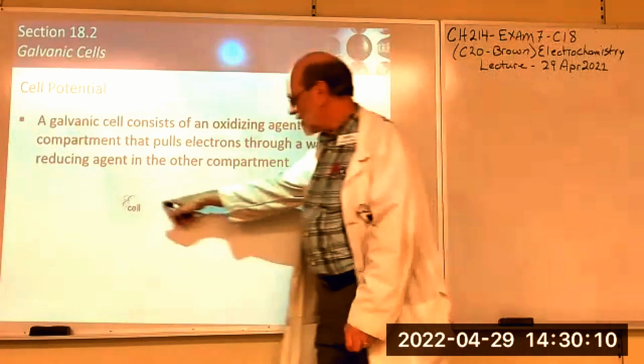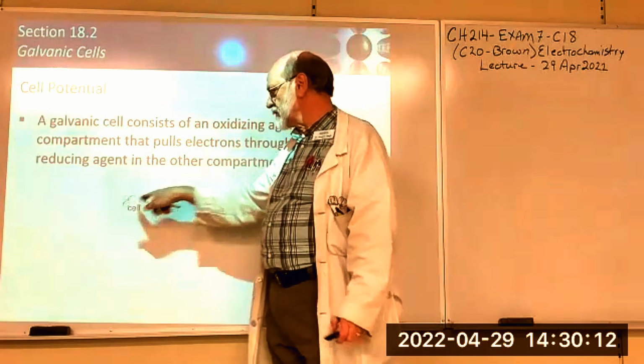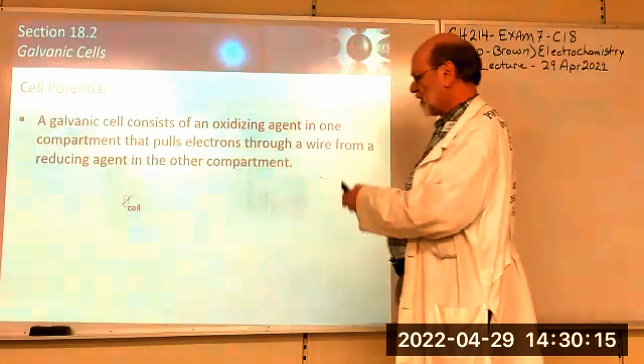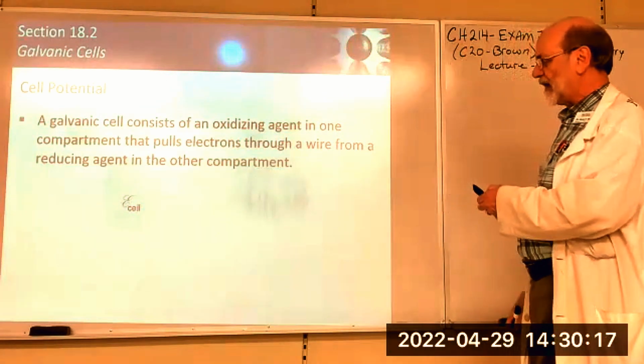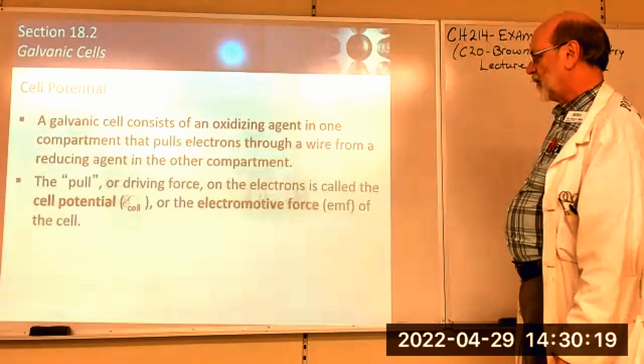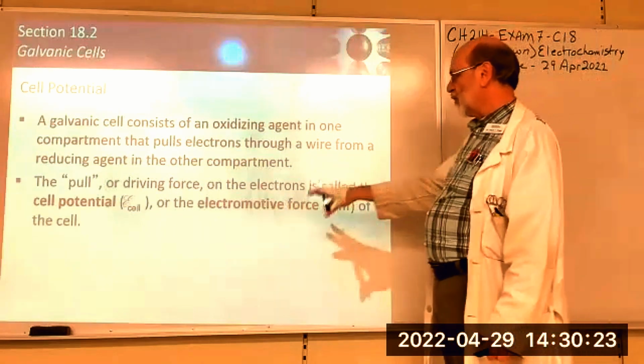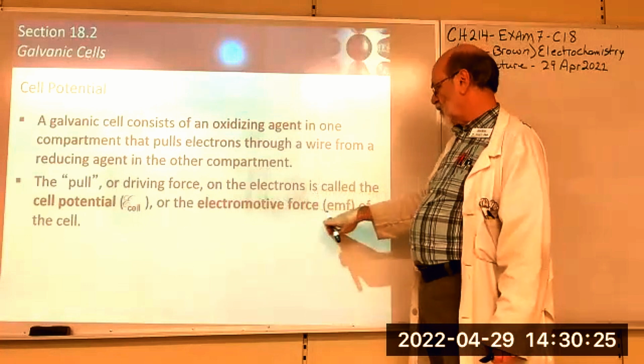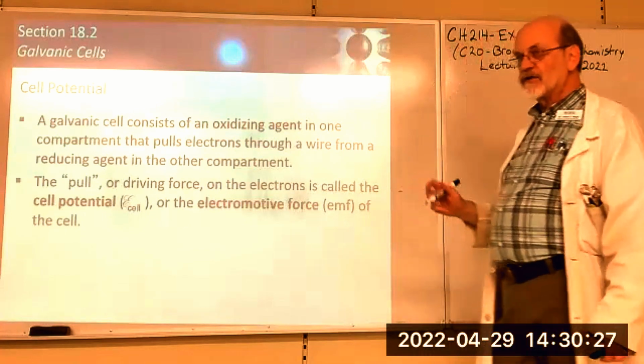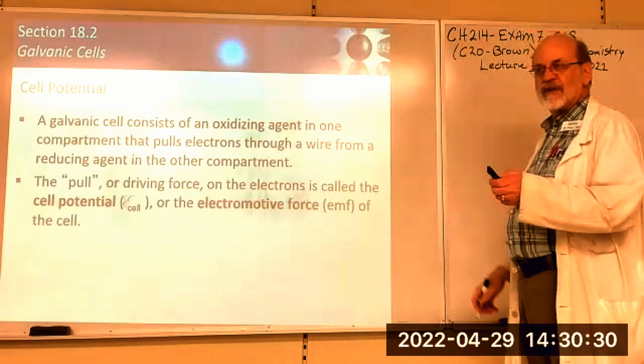And that's what this means. That fancy E is the voltage of the cell. I don't know why it came in there. I didn't animate it too well. There we go. The driving force on the electrons is called cell potential, or electromotive force, EMF. And it's always in units of volts or millivolts.